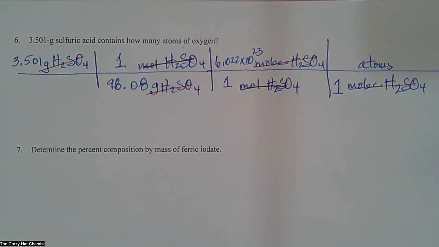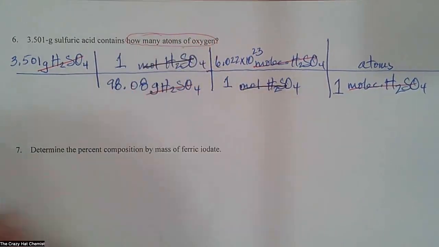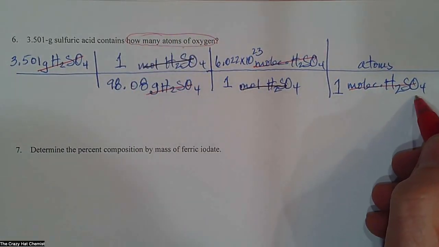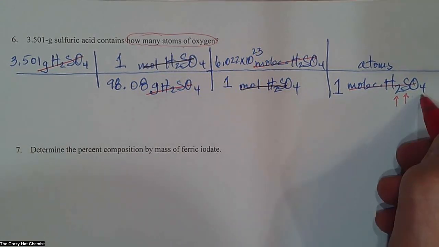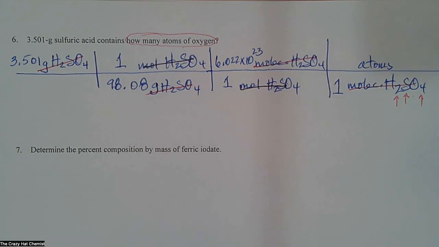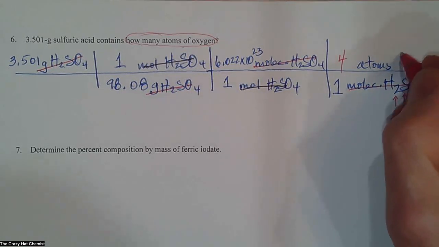So let's reread the question and make sure that we understand what we are asked to solve for. And it says, how many atoms of what? Not total atoms, but atoms of oxygen. So how many atoms of oxygen here? There's 2 atoms of hydrogen, 1 atom of sulfur, and 4 atoms of oxygen. I'm looking for the atoms of oxygen. So there are 4 atoms of oxygen.